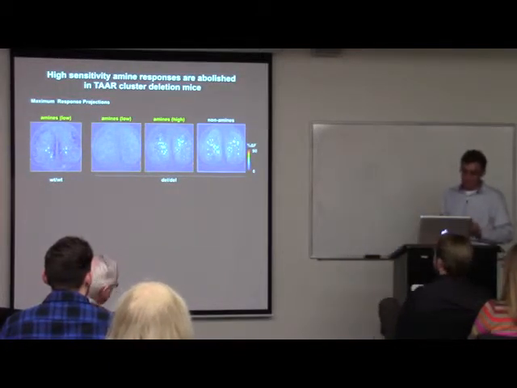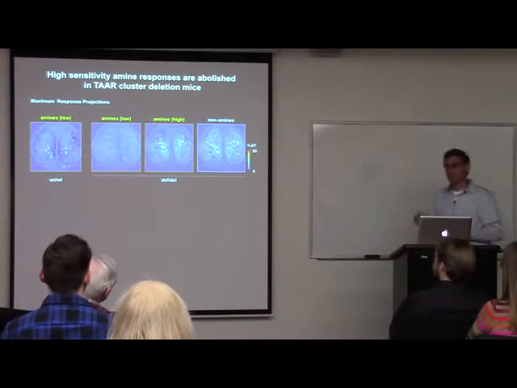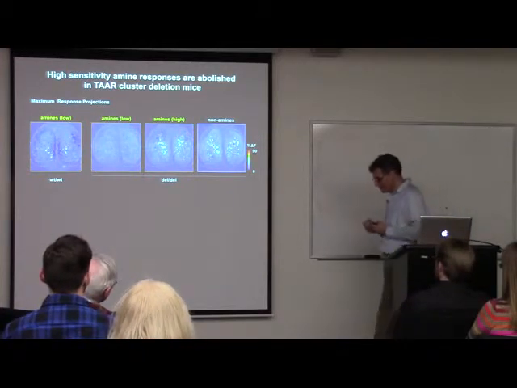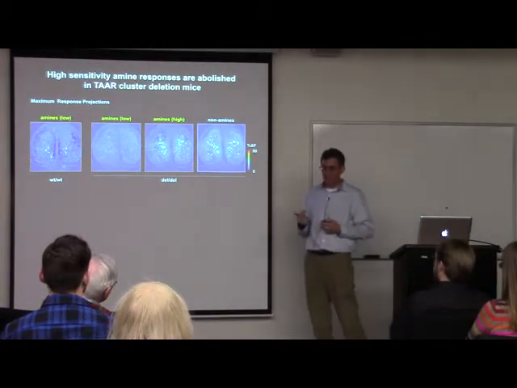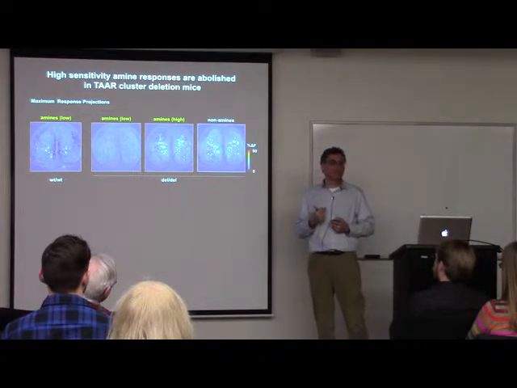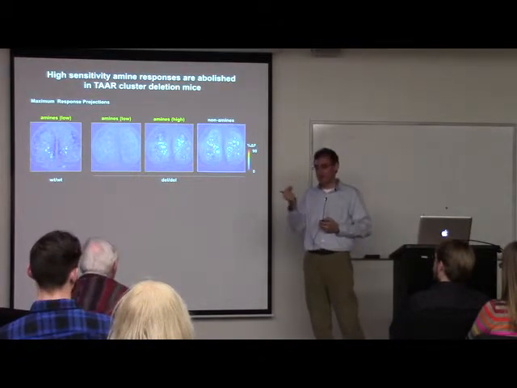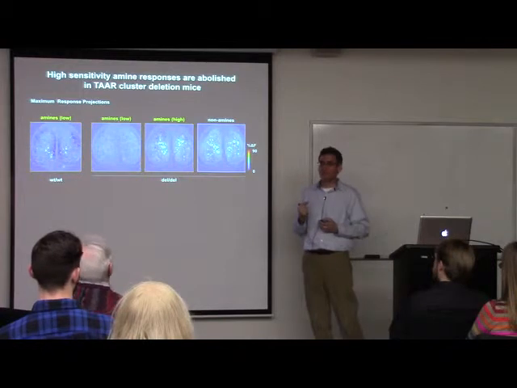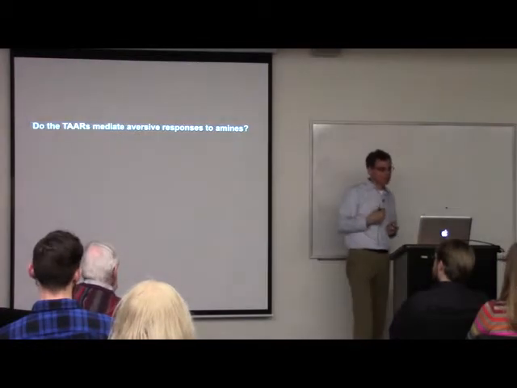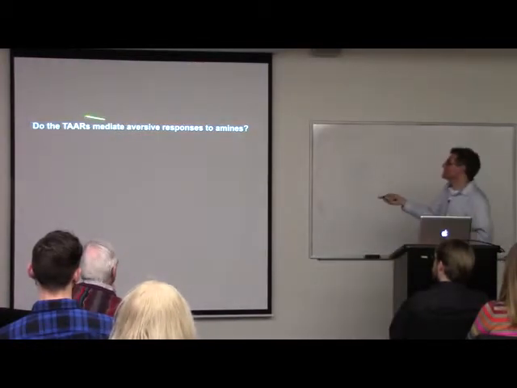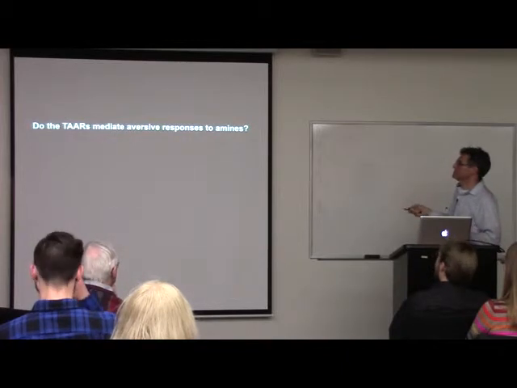Instead of trying to image from the ventral bulb, we decided to go ahead and do our experiments because we figured that the behavior would tell us whether we had an input that was significant for the detection of phenylethylamine or not. So the first question is, well, do the TARs mediate this aversive response to amines?